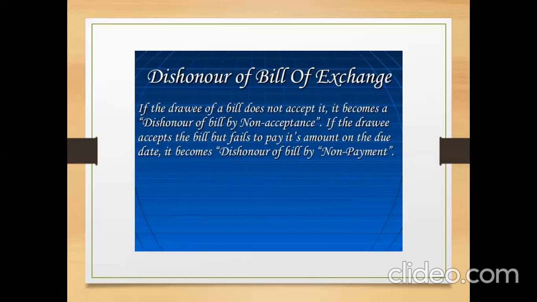Next important point is dishonor of bill of exchange. Now, as the word suggests, dishonor means not meeting up the bill on the due date. Not paying the amount on the due date is called dishonor of bill of exchange. If the drawee of a bill does not accept it, it becomes a dishonor of bill by non-acceptance. If the drawee accepts the bill but fails to pay its amount on the due date, it becomes dishonor of the bill by non-payment.